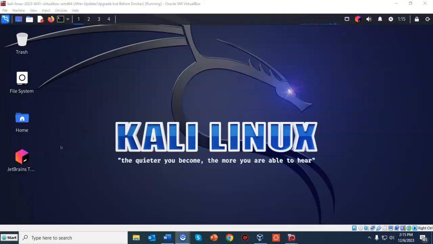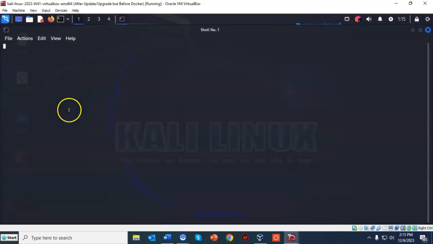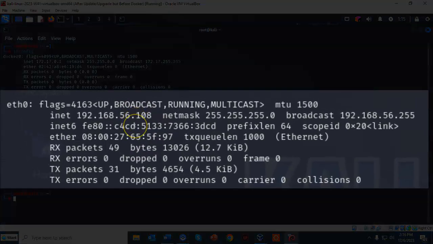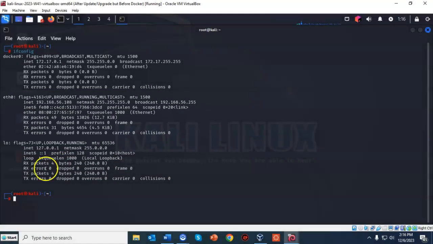Now, to ensure that we have a successful lab, we're going to open up a terminal on my Kali machine, and we're going to type in ifconfig, hit enter, and we're going to ensure that our Ethernet 0 adapter is on the same network as our Metasploitable 2 target. And you'll see that my network IP for this machine, Kali, is 192.168.56. That means both of my machines can communicate and see each other.